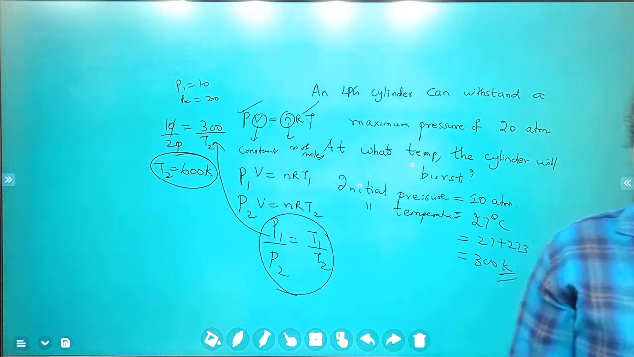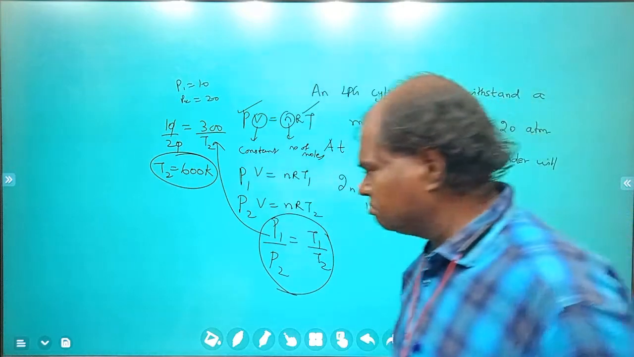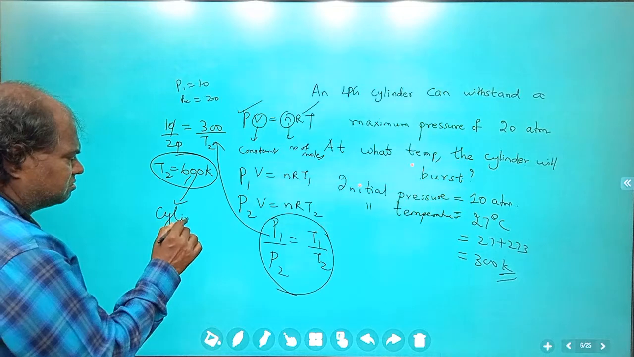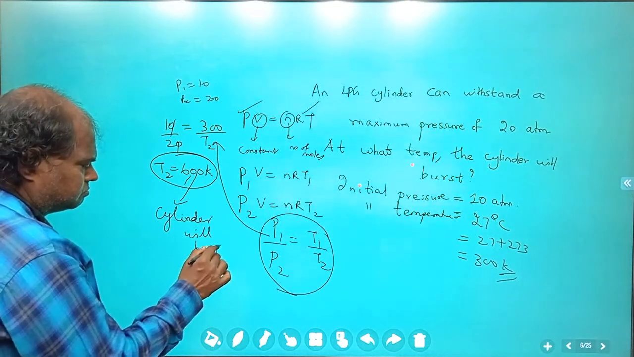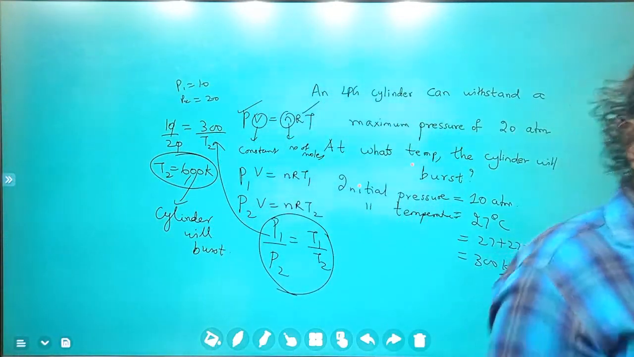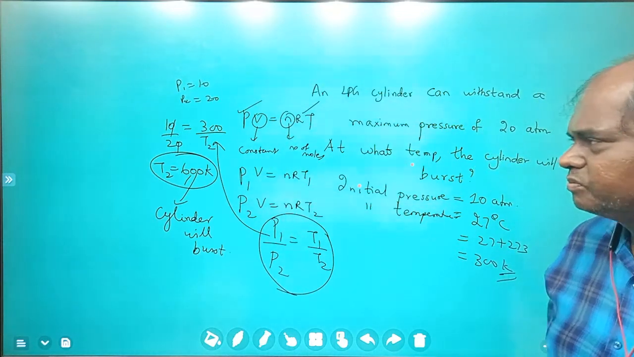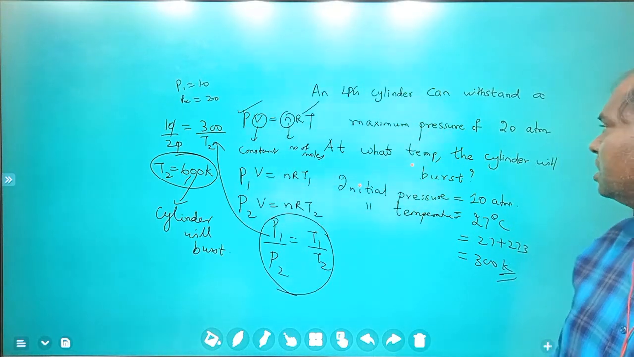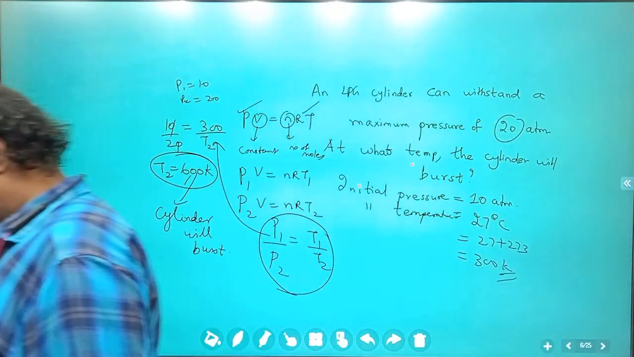Clear? So at 600, students, it will burst. So at this temperature 600, the cylinder will burst. Are you clear? So till 600, nothing will happen. And double the temperature, 300 doubled to 600, will burst. Are you getting it? Because the cylinder can go maximum only up to 20 atmosphere, right? Okay, so just copy this fast. I hope you're getting it.